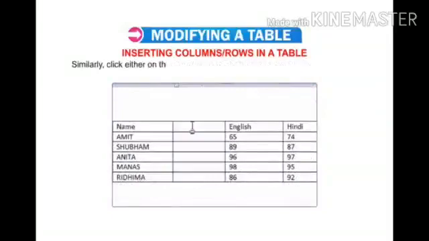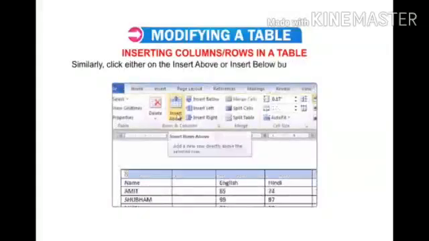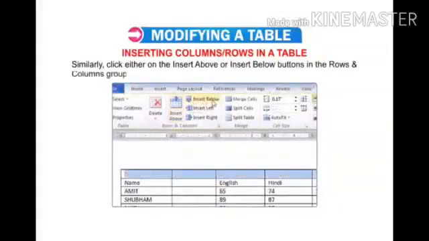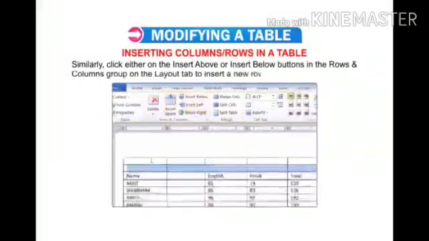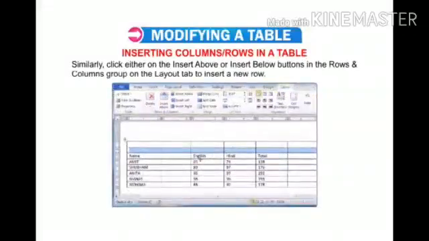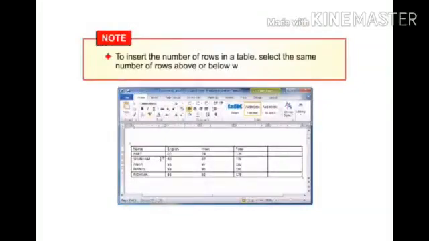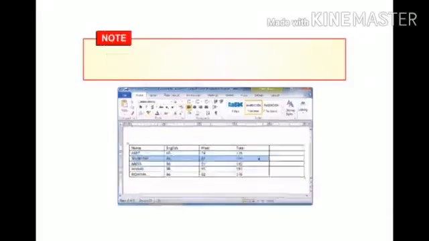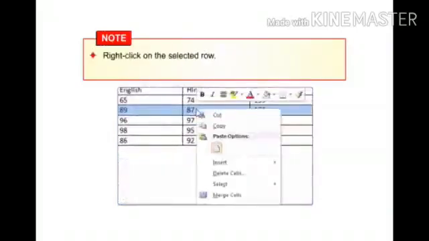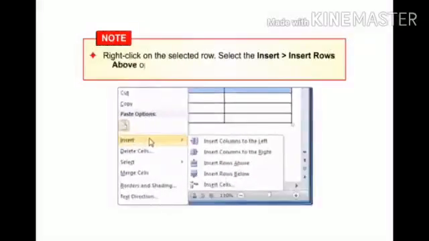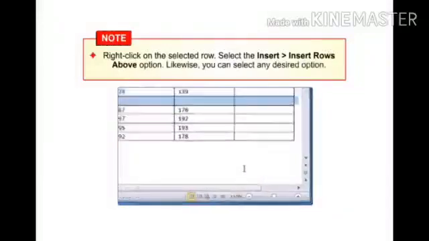Similarly, click either on the Insert Above or Insert Below button in the Rows and Columns group on the Layout tab to insert a new row. Students note that to insert a number of rows in a table, select the same number of rows above or below which you want to add rows. Right-click on the selected row. Select the Insert or Insert Rows Above option. Likewise, you can select any desired option.